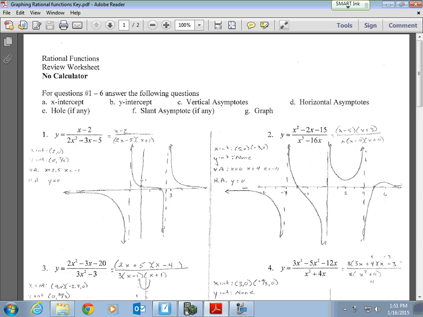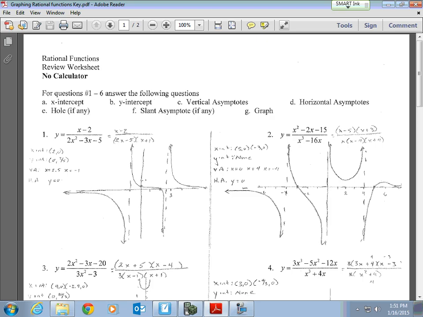So first thing, if you don't have notes that tell you how to find these, as I describe them in words, you may want to pause so that you can write it down. First thing, x-intercepts. You find x-intercepts by finding values for x that make the top of the fraction 0.